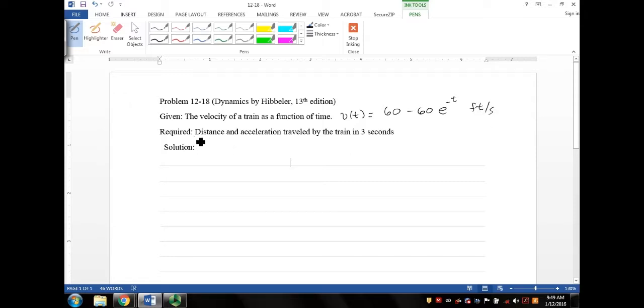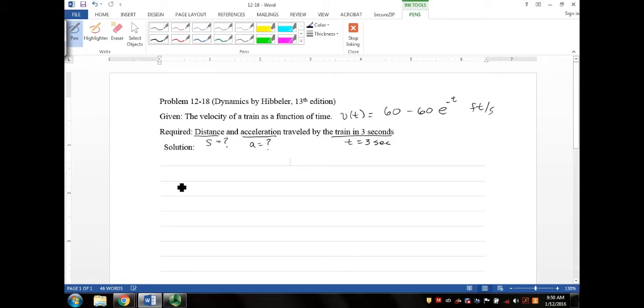The problem requires that we find the distance, which can be represented by the variable s, and the acceleration, which can be represented by the variable a, by the time the train has traveled 3 seconds. So t equals 3 seconds.